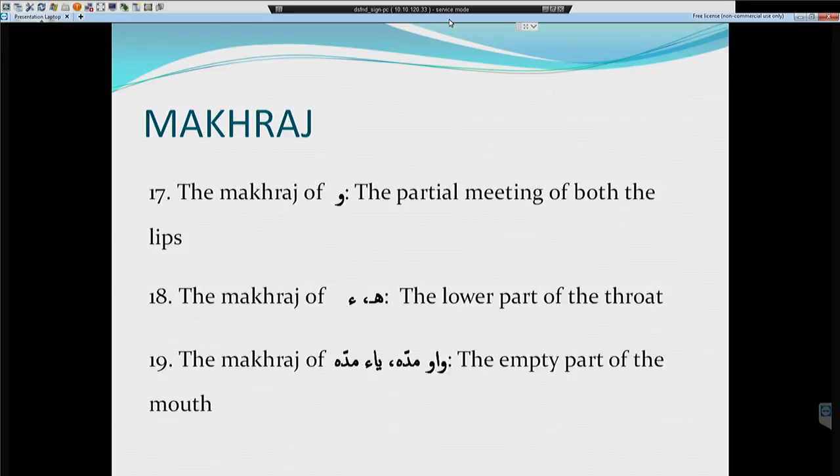The makhraj of waw madda and ya madda. Waw madda and ya madda is the empty part of the throat. What other letter came from the empty part of the mouth? There was one other letter.